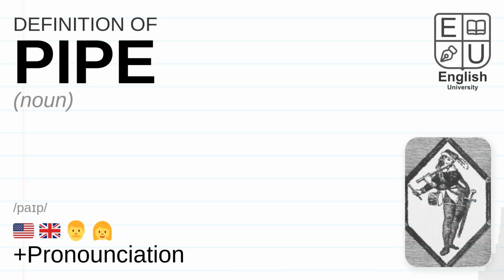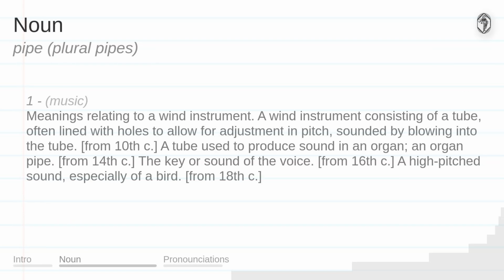Definition of the word pipe. Noun. Meanings relating to a wind instrument. A wind instrument consisting of a tube, often lined with holes to allow for adjustment in pitch, sounded by blowing into the tube. From 10th C. A tube used to produce sound in an organ pipe.